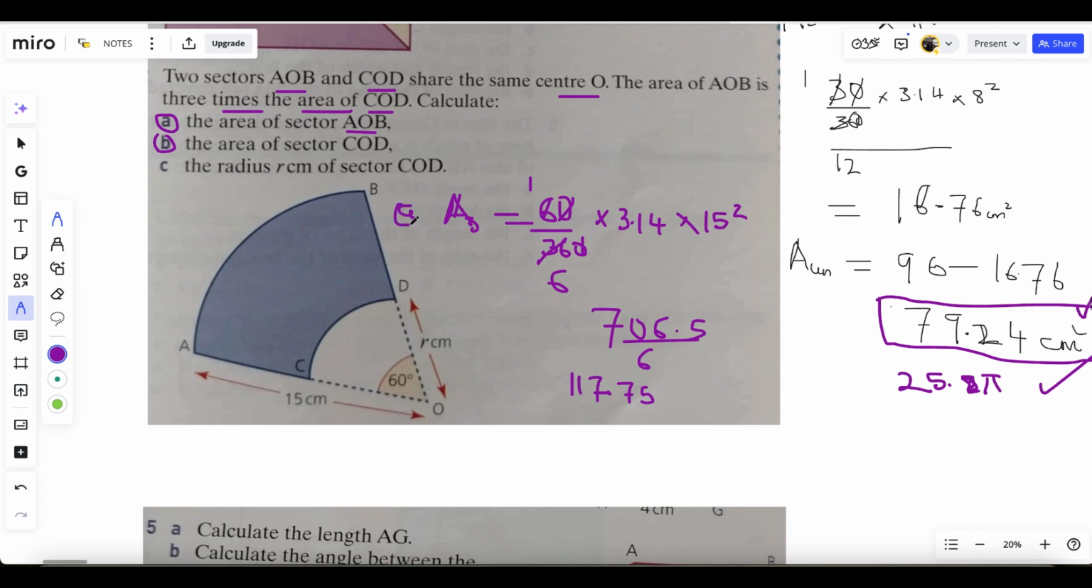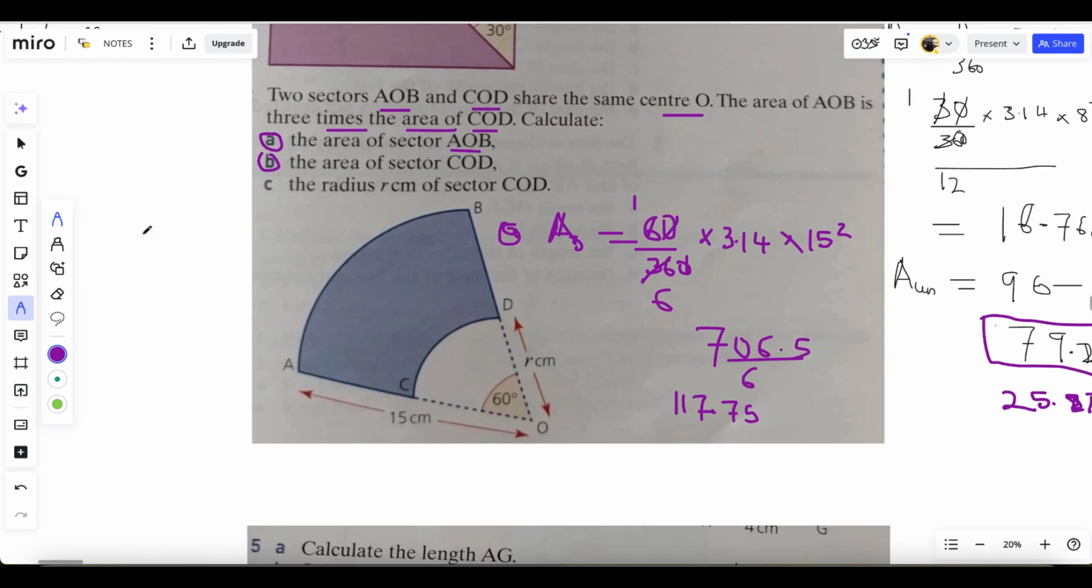Now for question B, it is 3 times. So we divide what we got in A by 3. The area of sector COD is simply what you get for AOB, which is 117.75, divided by 3. Why are we dividing by 3? Because the big sector is 3 times the size of the small sector.